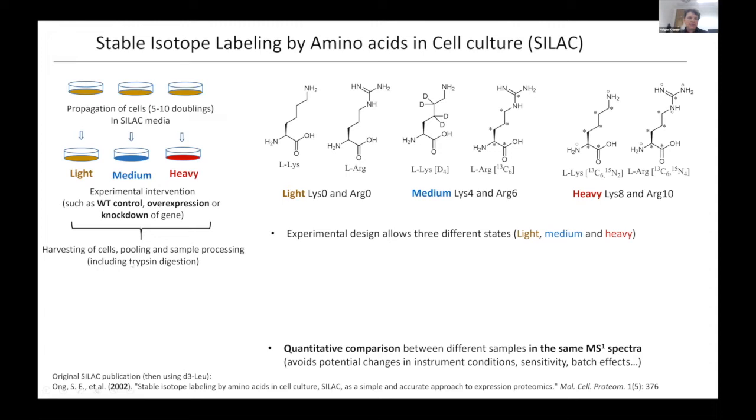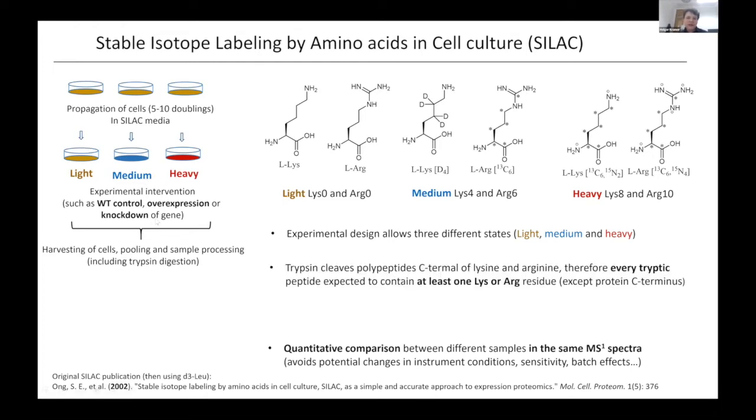And then we perform an experimental workflow for sample processing that will include denaturation of proteins, reduction and alkylation of cysteine residues, and trypsin digestion. And we can do this with this pooled sample of light, medium, and heavy conditions. And that has an advantage. It means that any variability in sample preparation now affects all of the different conditions in the same way. So we're not introducing any more variation into the experiment.